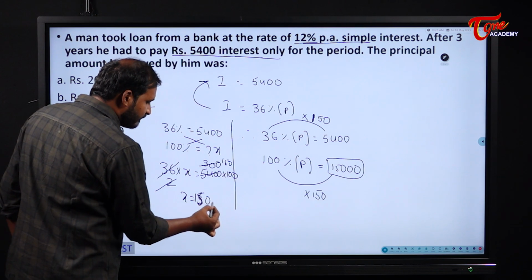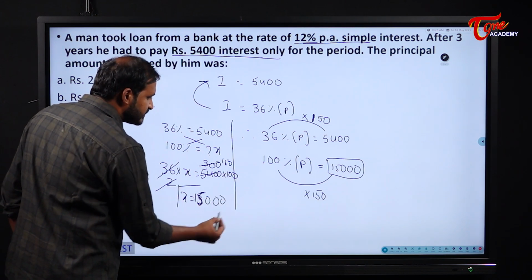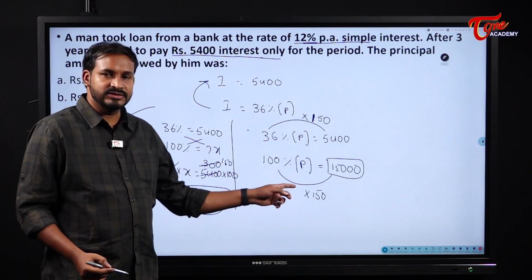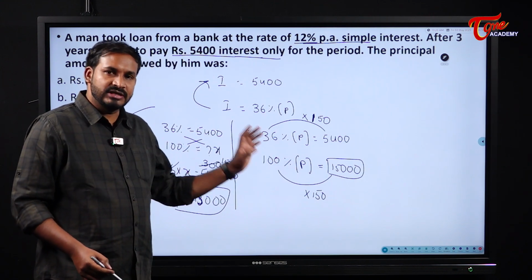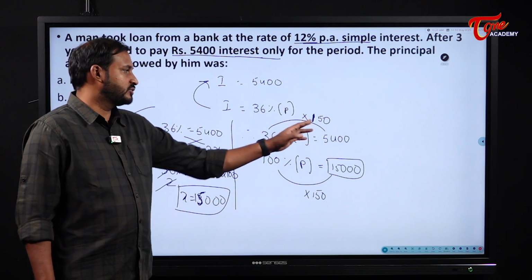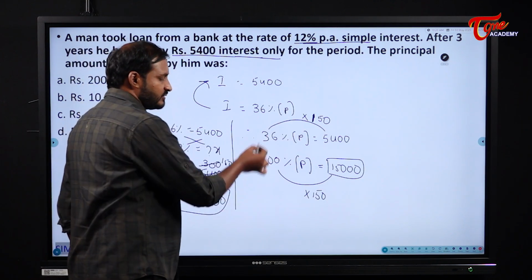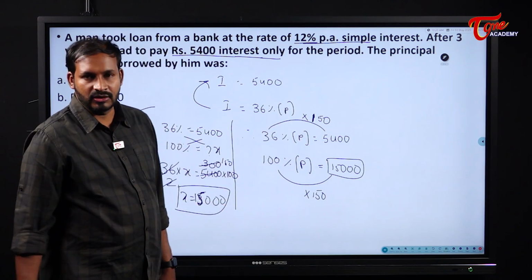15,000. X becomes what? 15,000. You can follow this method, or if you are able to identify this one, that is really good. It will save a lot of time for you. So you should be capable of doing these things, students. Then it will save you a lot of time.